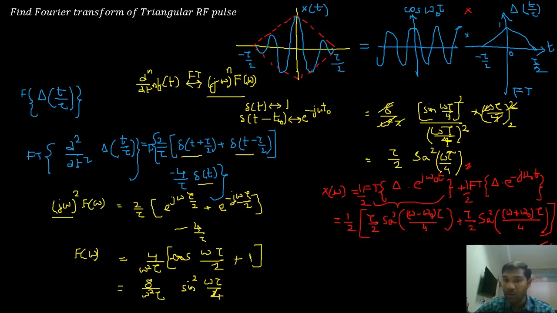Now I can take tau by 2 common from both the terms, and I can multiply it by 1 by 2, so I can get tau by 4 common, and I'm left with two sampling square functions inside. So that is how I can simplify, right? So that is how we can find the Fourier transform for a triangular pulse.